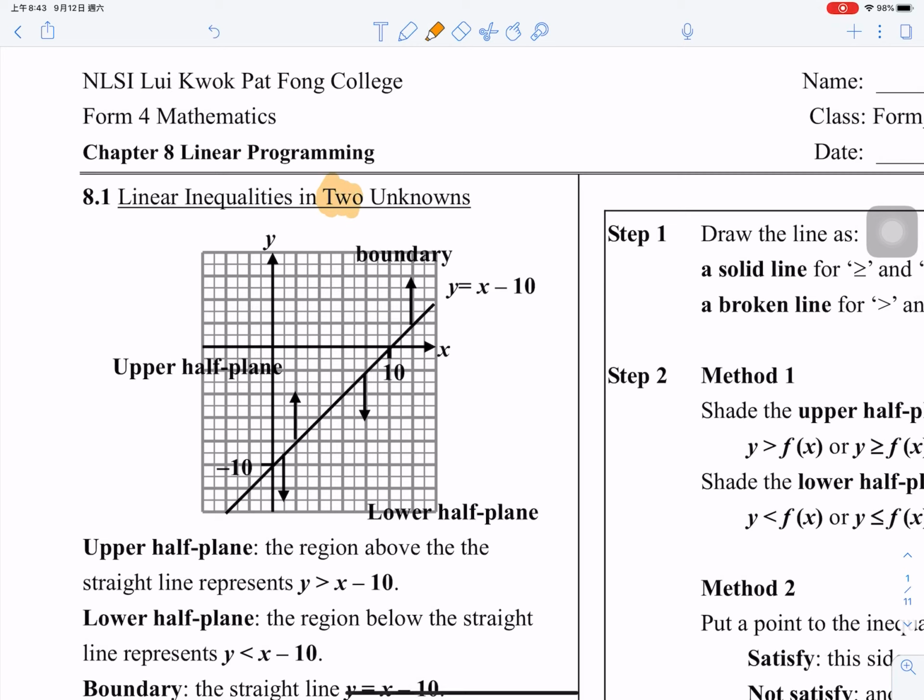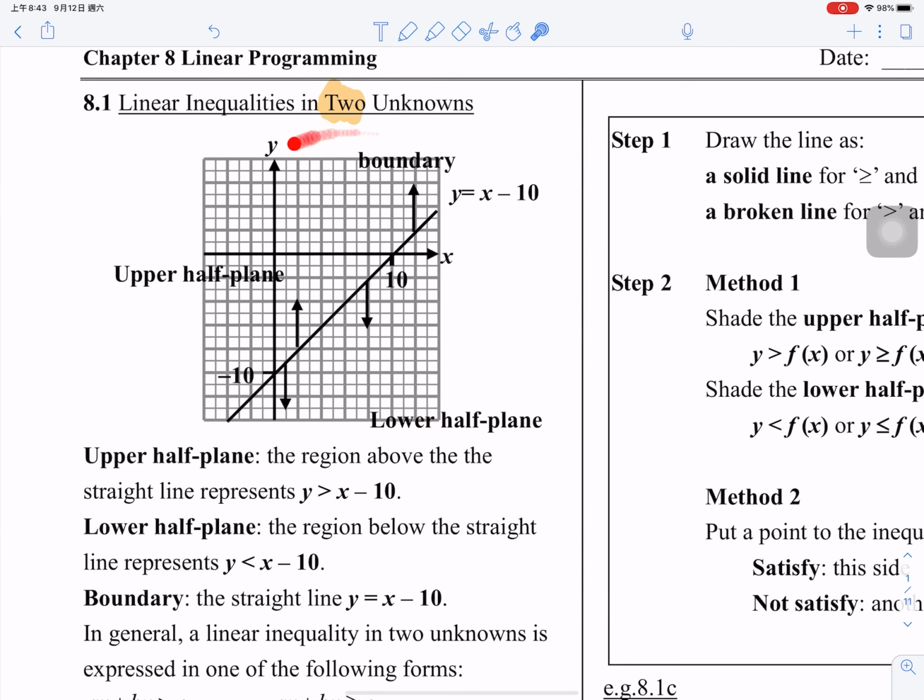That means you have x and y. So this time it is related to a straight line. Okay, for example, y equals x minus 10. Then in a rectangular coordinate plane, draw the straight line. Here y equals x minus 10. Then this straight line cuts the plane into two parts or two regions. One is the upper half plane, this part. The other one, the lower half plane, this part.